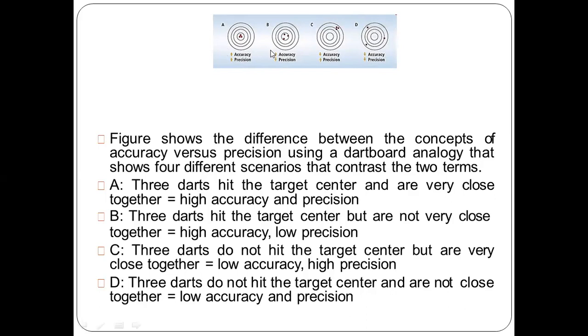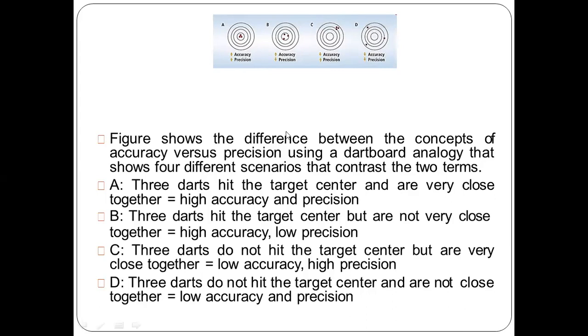Now see case B. In case B, what happened? The three darts hit the target center, but are not very close together. These three darts are hitting the center, meaning they have values closer to the actual value, but these three values have some space between them. So that's why they are not precise. They are accurate, but they are not precise.